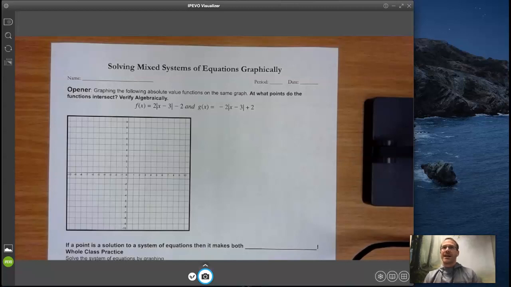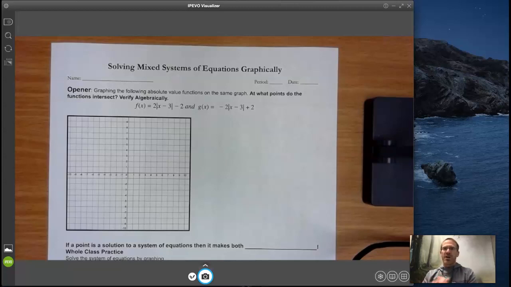We're going to do a little bit more absolute value work today. We are on lesson 3 of unit 4, and we're going to work with solving mixed systems of equations graphically. So this is really going to encompass 2 or 3 days worth of work, and we're going to look at the same idea, but we're going to take the first day today to talk about it graphically, and then we're going to talk about how to do it algebraically over the next couple of days.